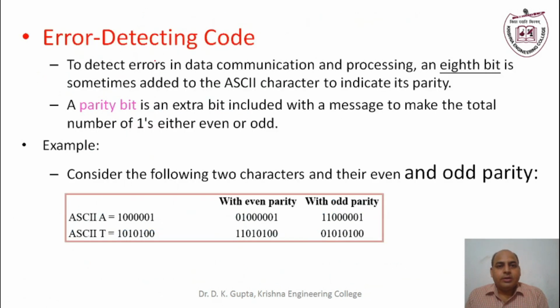Another is the error detecting code. In data communication, whenever we have information and want to send it to the receiver, we can easily determine whether there is some error or not by appending one more digit. That extra digit makes the whole information have either odd parity or even parity. So that additional single digit appended to a particular piece of information is called an error detecting code.